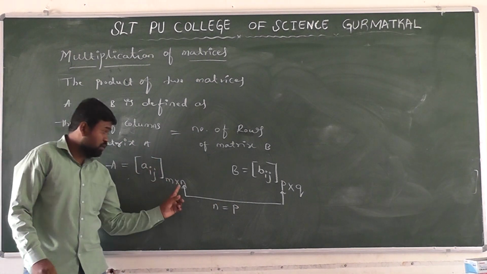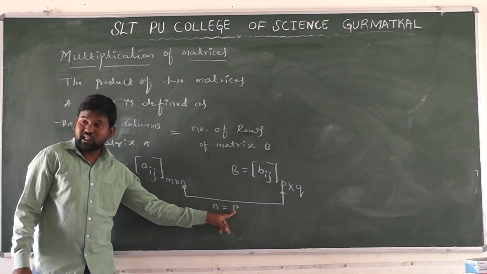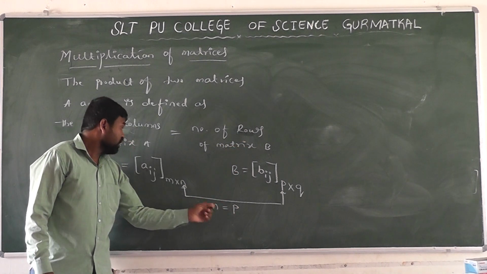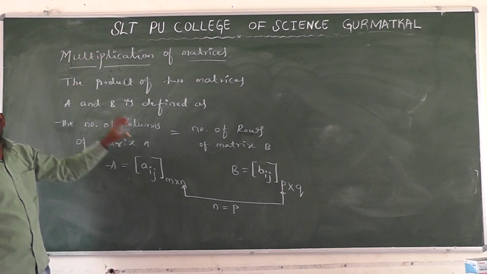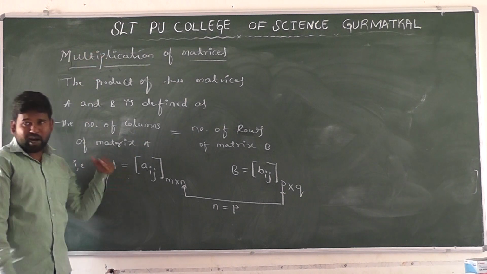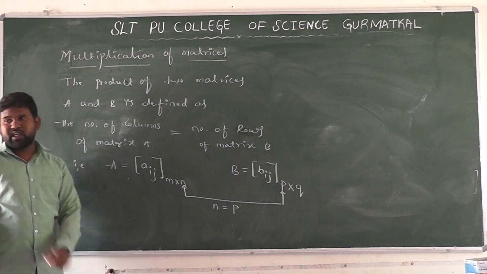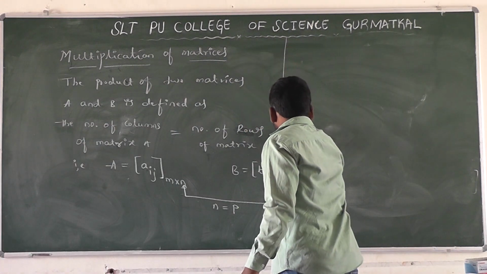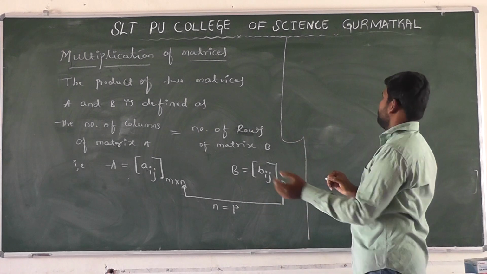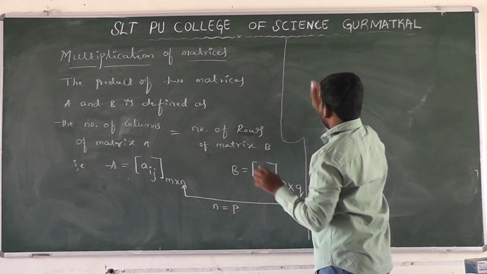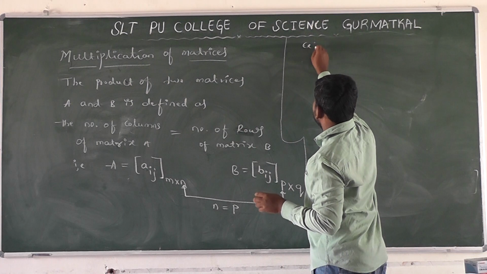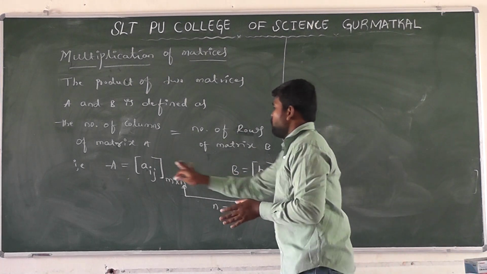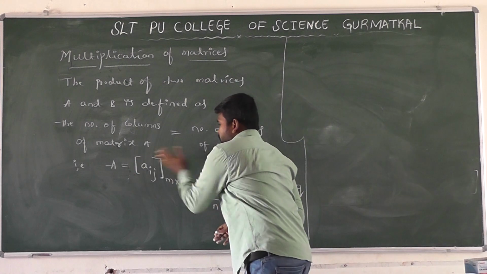If the number of columns of the matrix A is equal to the number of rows of the matrix B, then matrix multiplication is possible. Otherwise the matrix multiplication is not possible, right? Next one. For example, next, we have to multiply the two matrices A and B, right?